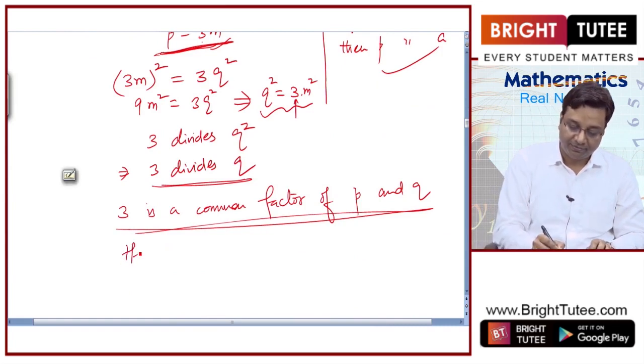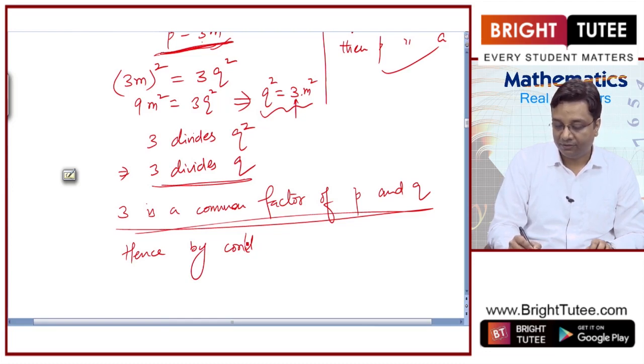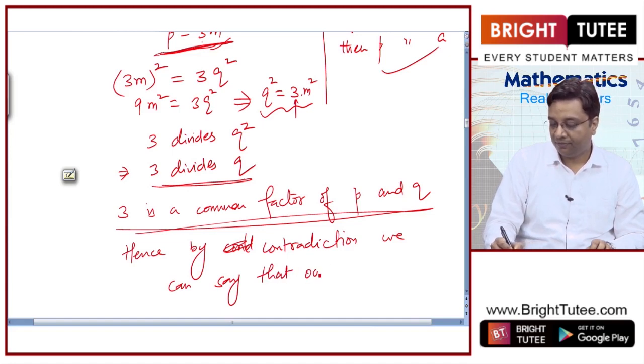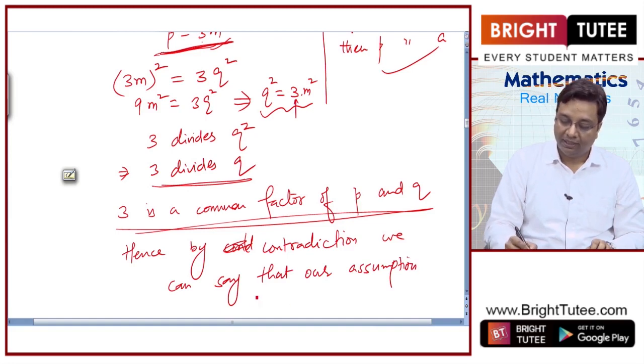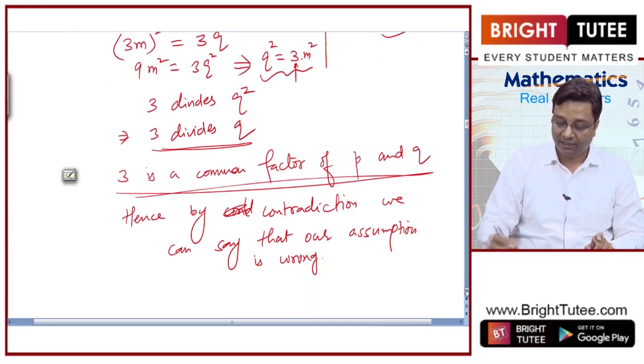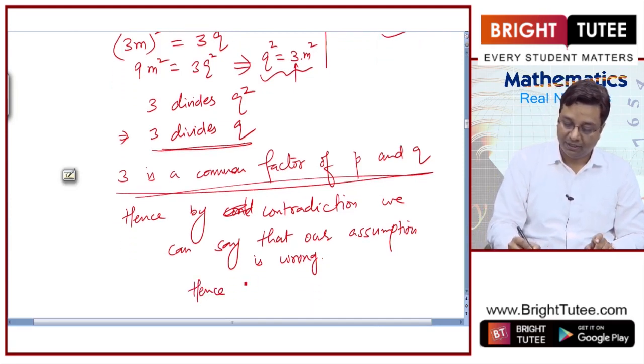Hence, by contradiction, we can say that our assumption is wrong. And what was our assumption? That root 3 is rational. Hence root 3 is irrational.